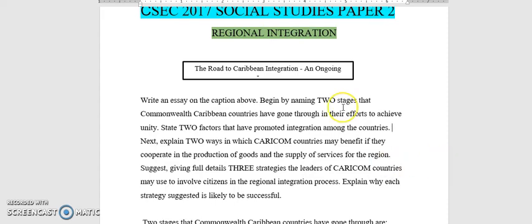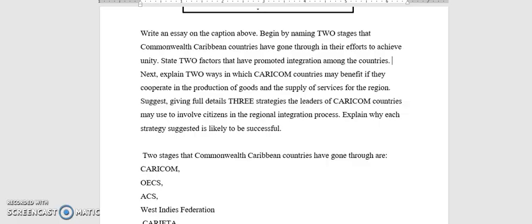Name 2 stages that Commonwealth Caribbean countries have gone through in their efforts to achieve unity. I am going to give you 5 seconds to write down your answers. 2 stages that Commonwealth Caribbean countries have gone through in their efforts to achieve unity. Okay, let us see if you are correct.